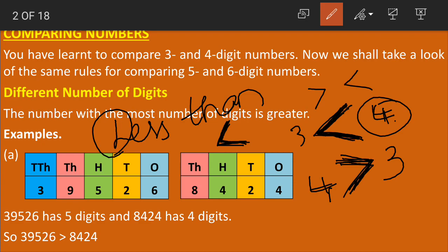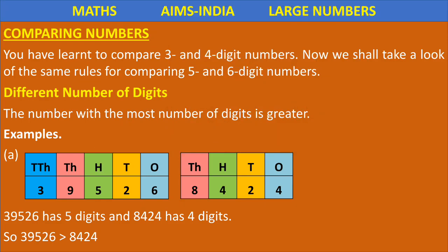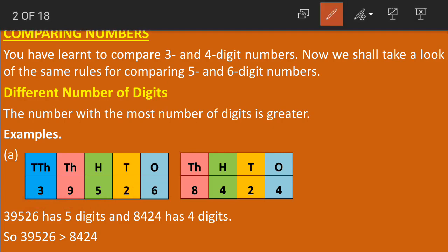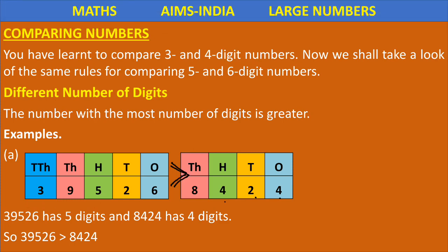Okay, children, if you get confused, what is this mouth and why are we opening it towards the bigger number, you can simply remember that less than starts with the letter L, so the symbol of less than also looks like an L. And obviously, if this is less than, the other symbol becomes greater than. Yes or no? Yes. Now how do we read this? 39,526 and 8,424. This is the bigger number, so open the mouth towards the bigger number. Okay, and children, understood? When we have different number of digits, the number with the most number of digits is greater.